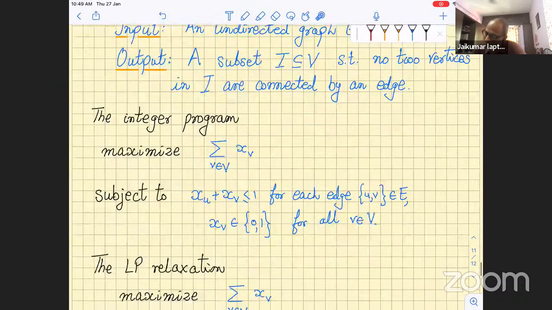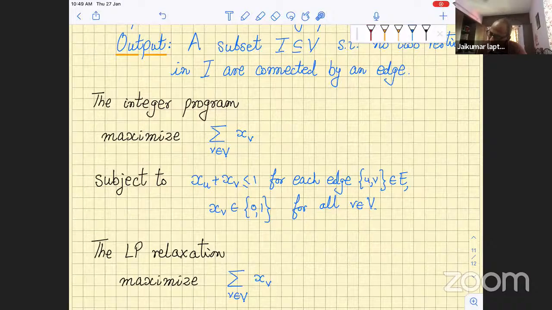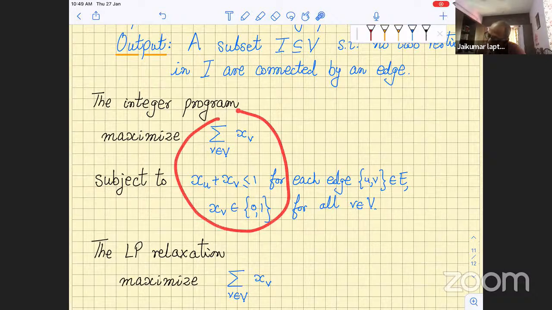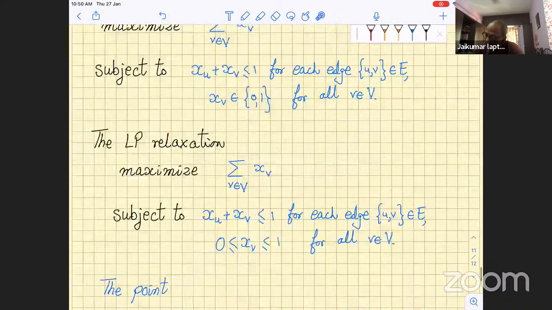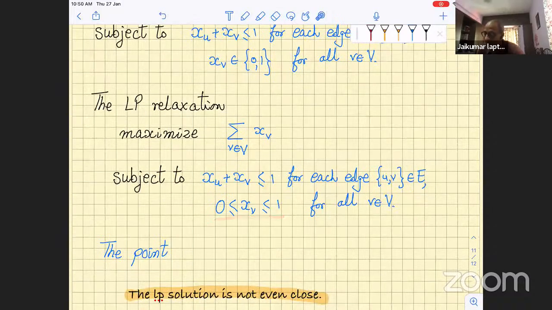So how would you write an integer program for this? Well, just our inequality changes here. Otherwise, it is more or less the same program. We are trying to assign 0-1 values to the vertices so that for each edge, the sum of the values on the two sides is at most 1. This is the integer program. And for the linear program relaxation, we just change this.